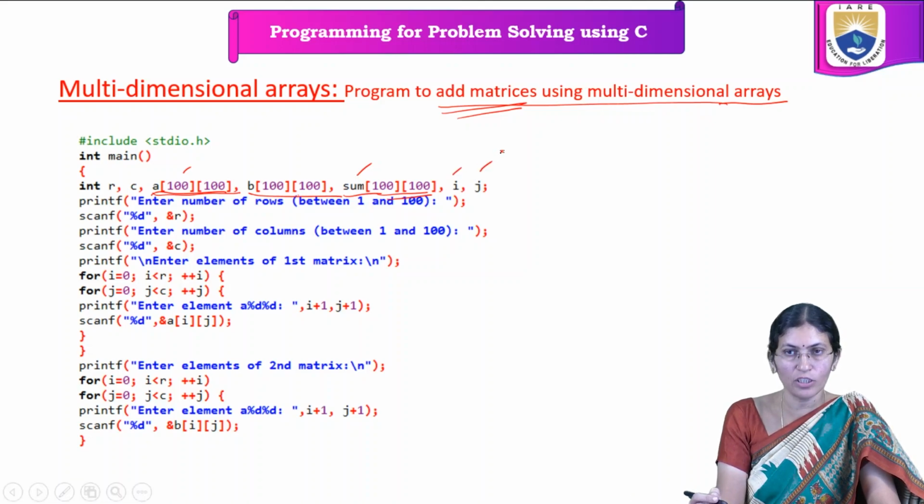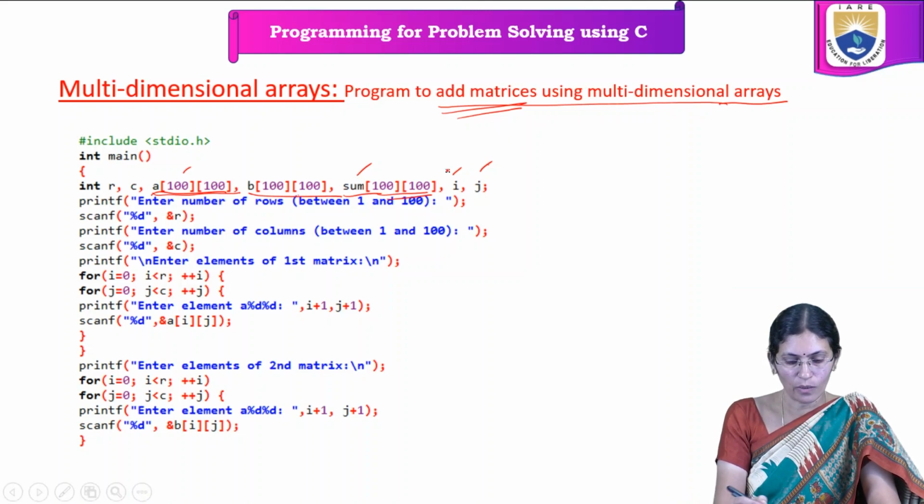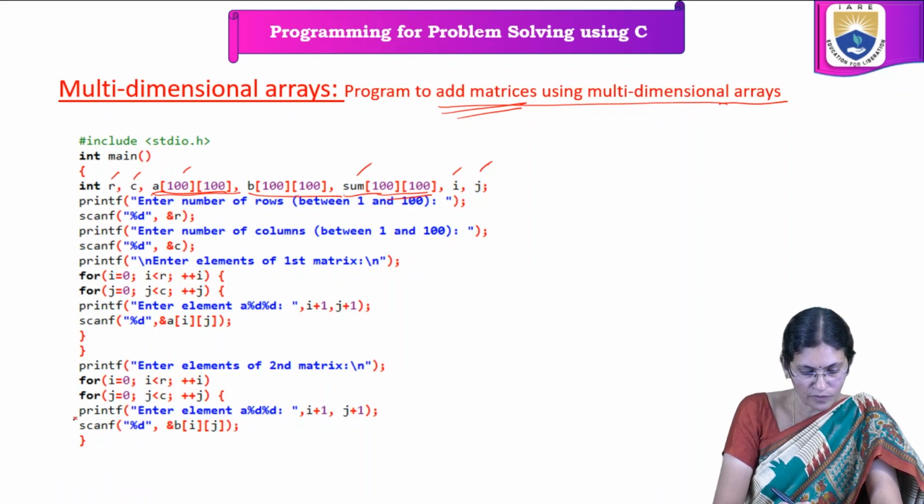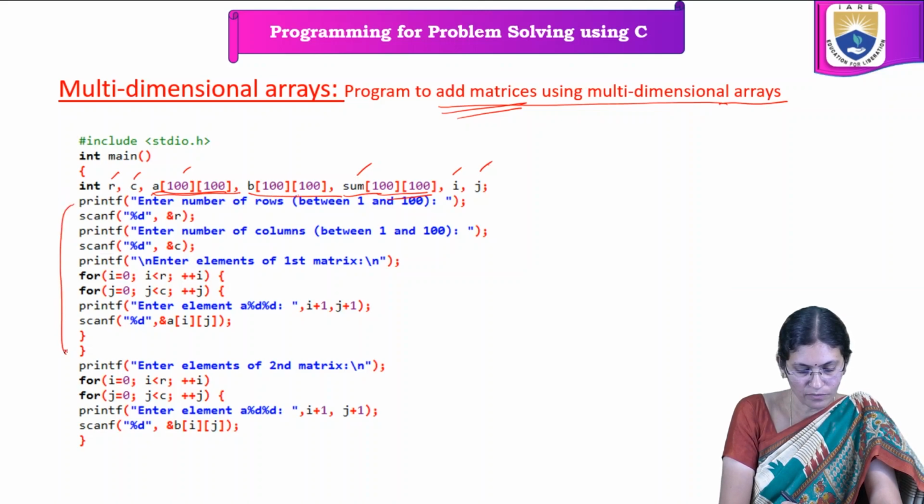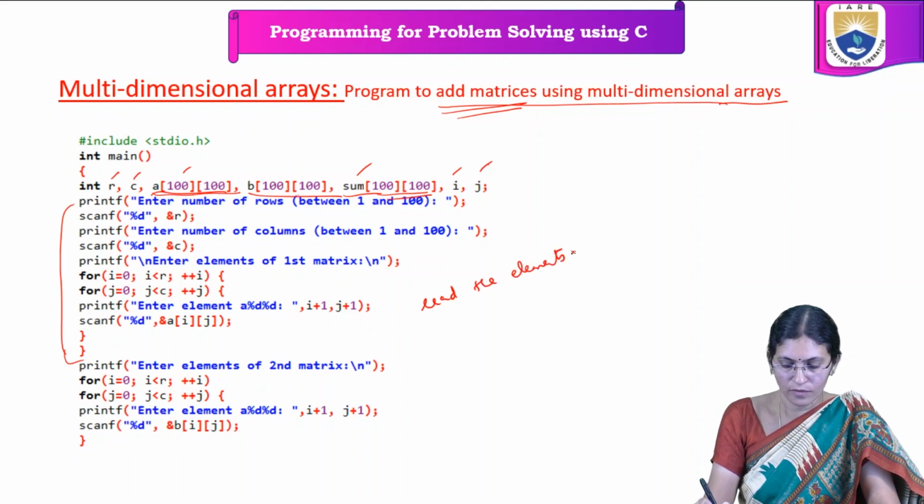Again we need two variables I and j to iterate over the rows and columns. R and C refer to the number of rows and number of columns. So this part of the code is the same. This part is the same. So this will read the elements of the array.